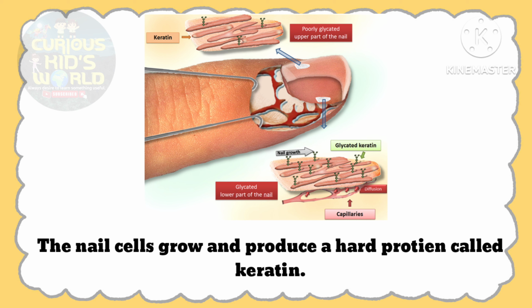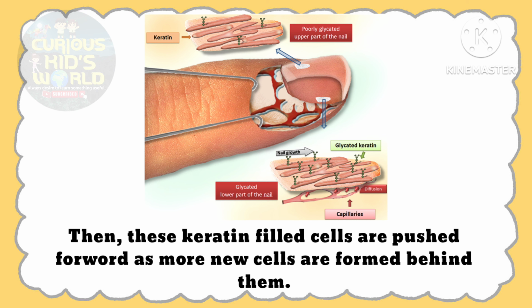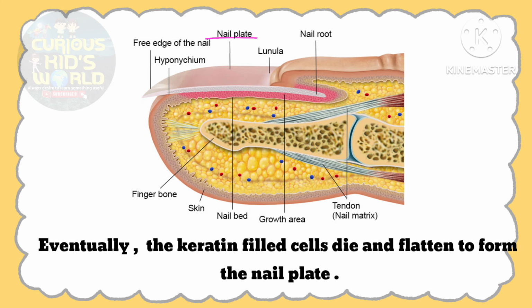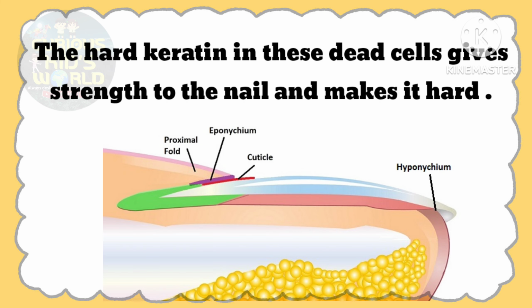The nail cells grow and produce a hard protein called keratin. Then these keratin-filled cells are pushed forward as more new cells are formed behind them. Eventually the keratin-filled cells die and flatten to form the nail plate. The hard keratin in these dead cells gives strength to the nail and makes it hard.